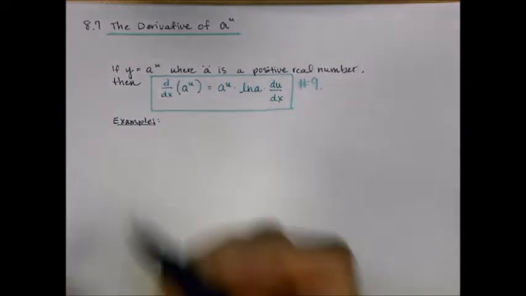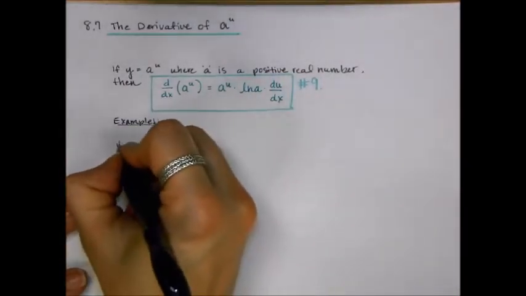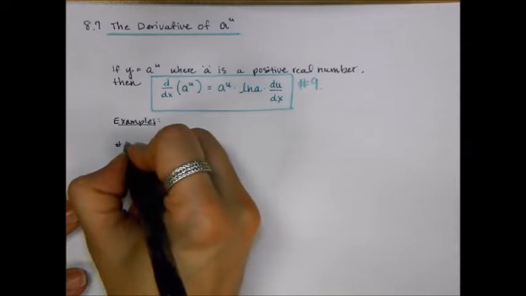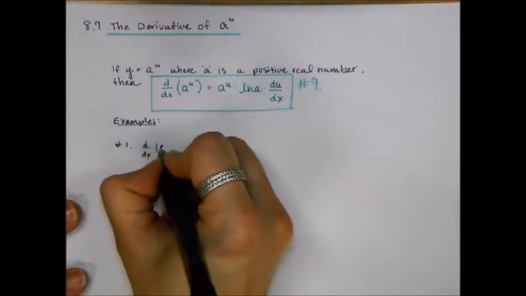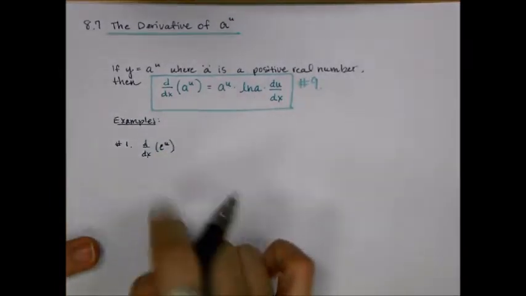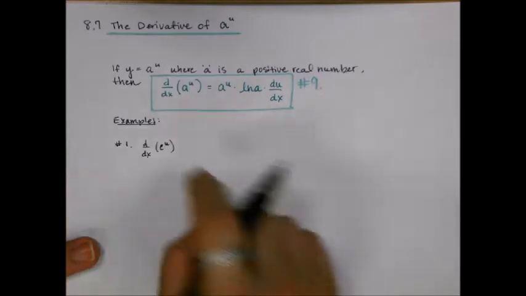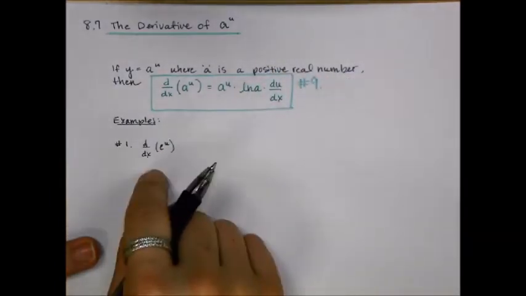And I'm going to start by showing you how you can actually use this formula on the derivative of e. So for example 1, if we apply this formula to our derivative for e to the u, since e is a positive real number, our formula should work here.